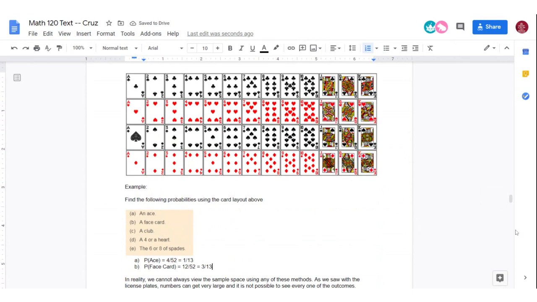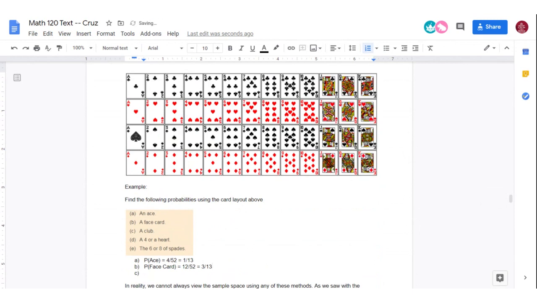So 12 of the 52 are face cards. And then that reduces down to 3/13. And you can kind of see, you remember for the ace, it was 1/13. Well, there's exactly 3 times as many as there are aces. All right, let's see what else we got.